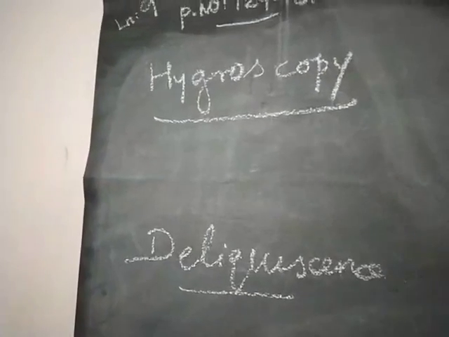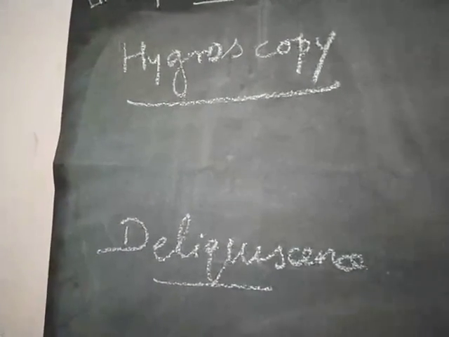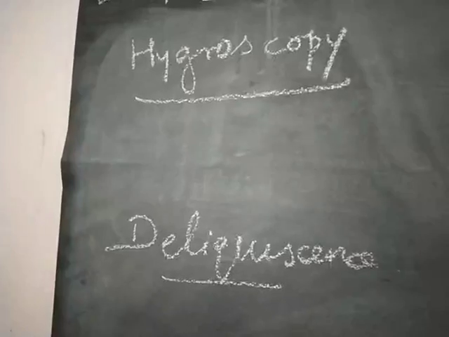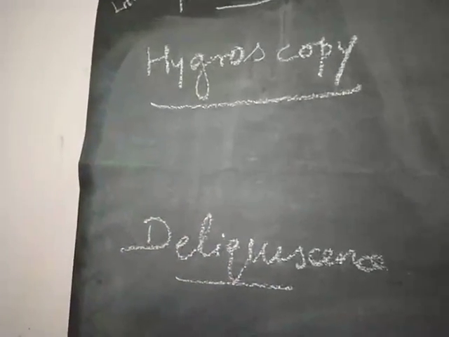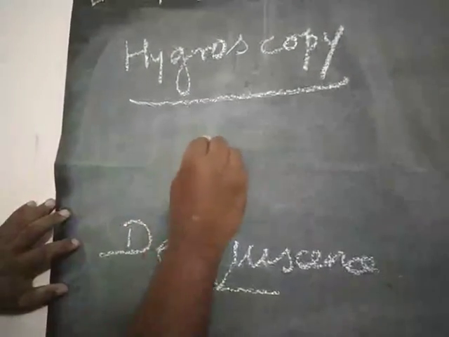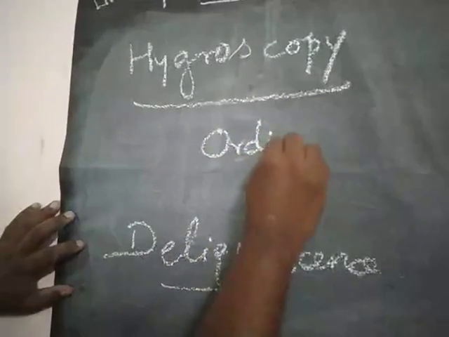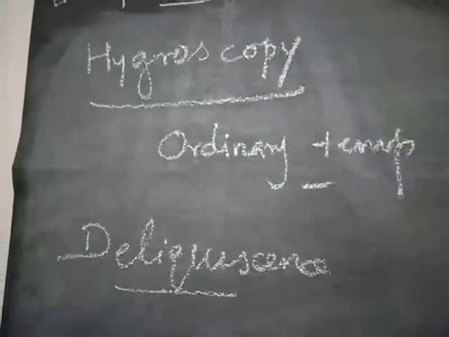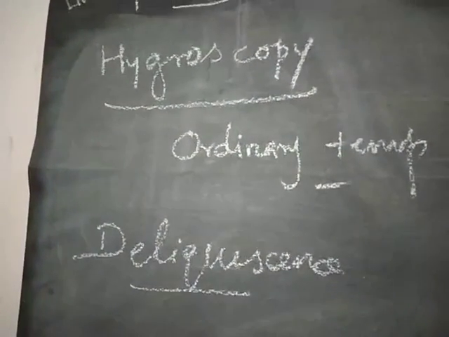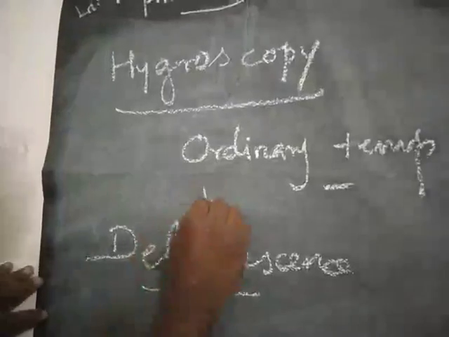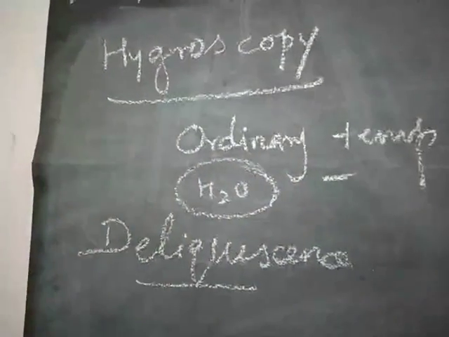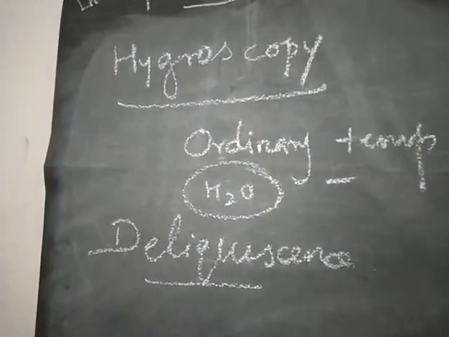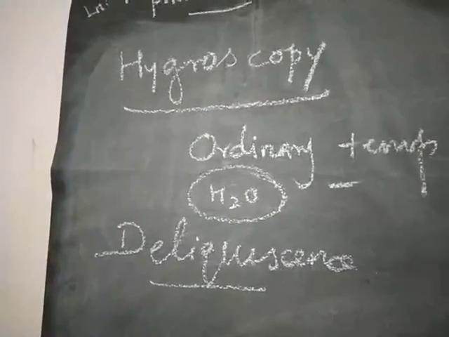Certain substances exposed to the atmosphere at ordinary temperature. We may take any one of the substances and keep it in the atmosphere at ordinary temperature. What will happen? It will absorb the moisture, absorb the water molecules, without changing its physical state.